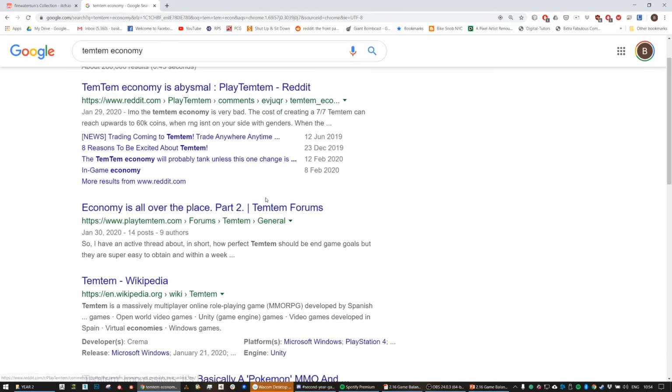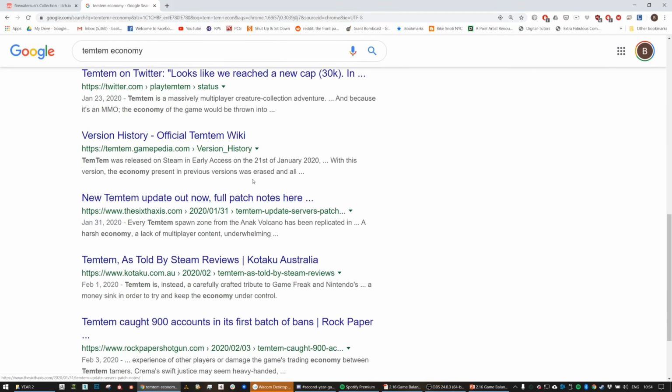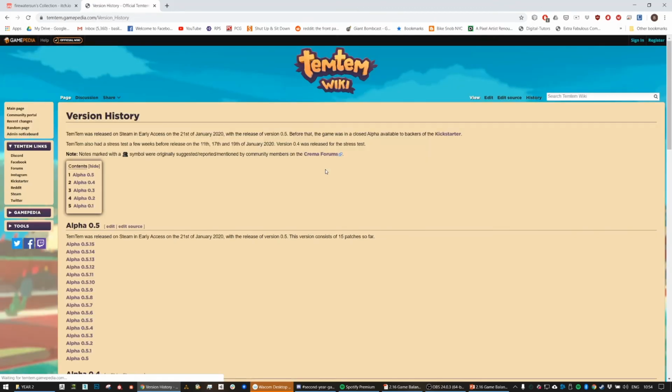Temtem economy. Oh, Temtem! Isn't that the cute cat thing from Undertale? No, it's the fake Pokemon game. That's Temmie.